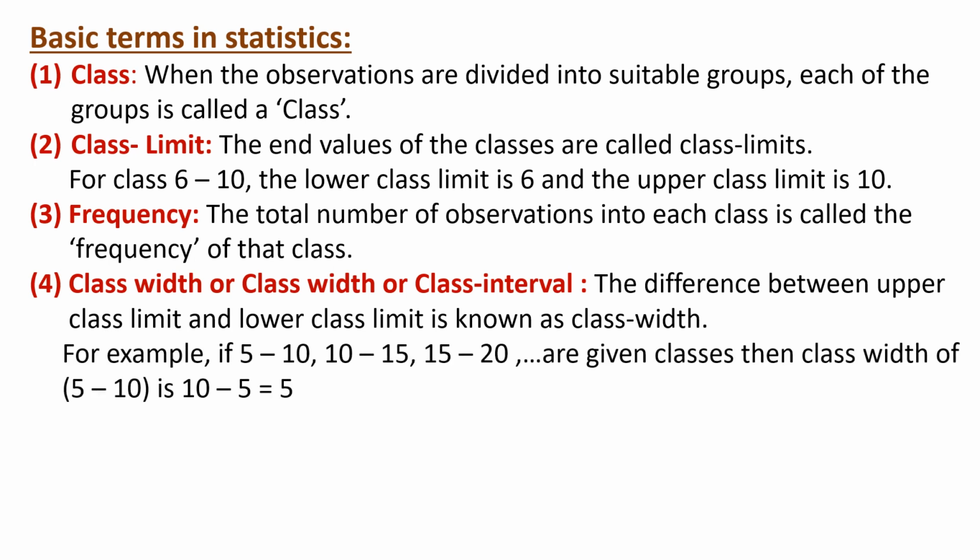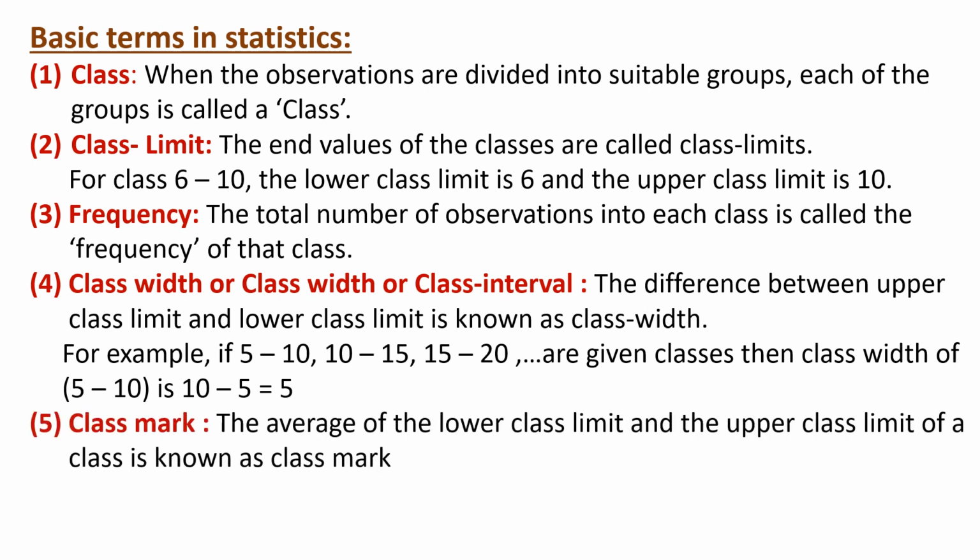So see one example. For example, if 5 to 10 is one class, 10 to 15 is another, 15 to 20 is the third class, like that continuity. So these are given classes. The class width of class 5 to 10 is, so difference between the upper and lower class limit, so it will become 10 minus 5, so you'll get the difference as class width as 5. Okay, so to find class width you have to do difference of upper class limit and lower class limit.